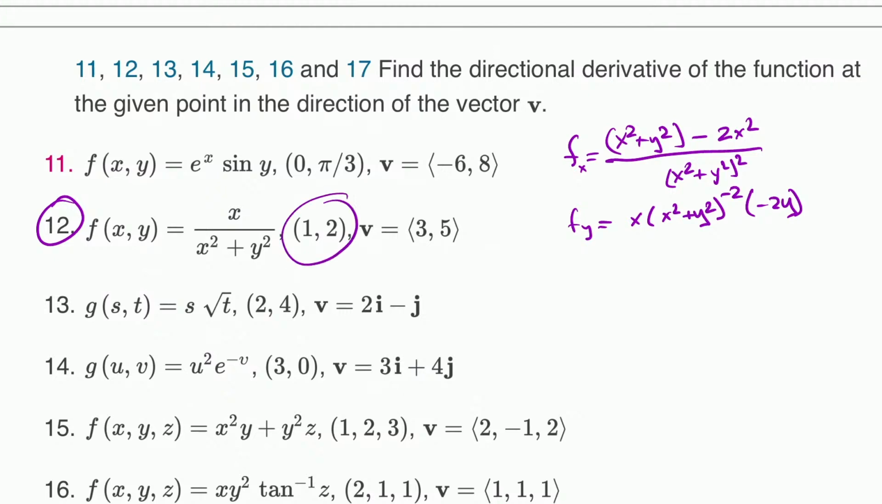Okay, now we can use this point. So f sub x at that point is going to be 5 minus 2 is 3. You'll have to let me know if I get any of this wrong. 3/25, I believe. And then f sub y at 1, 2 is going to be negative 4 over 25, I believe. So you can double check that I've done my arithmetic correctly. I plugged in x equals 1, y equals 2. Everything look okay? No one's complaining.